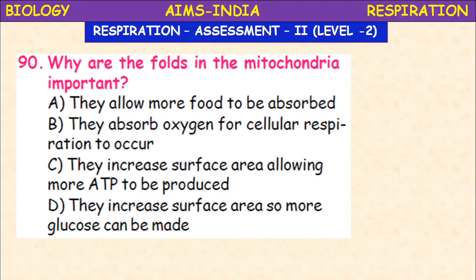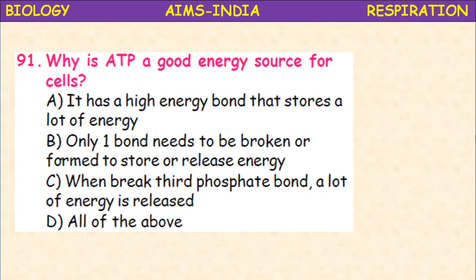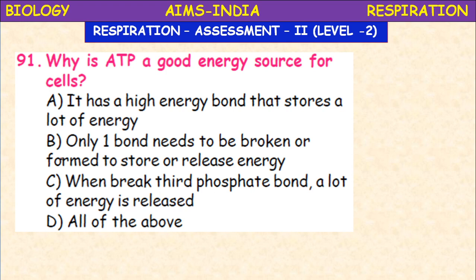Why are the folds in mitochondria important? They allow more food to be absorbed. They absorb oxygen for cellular respiration to occur. They increase the surface area, allowing more ATP to be produced. They increase surface area, so more glucose can be made. So it is, they increase the surface area, allowing more ATP to be produced. Okay, cristae folds. So more electron acceptors are present, and more energy is produced in the form of ATP during the electron transport chain.